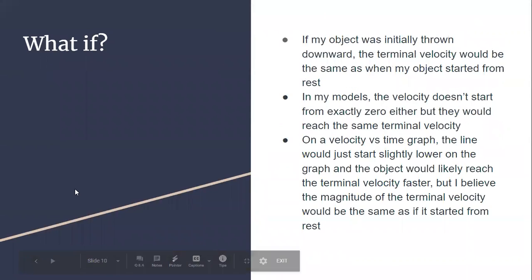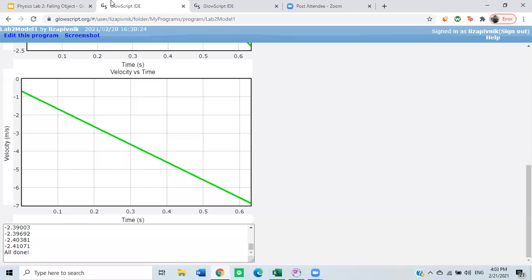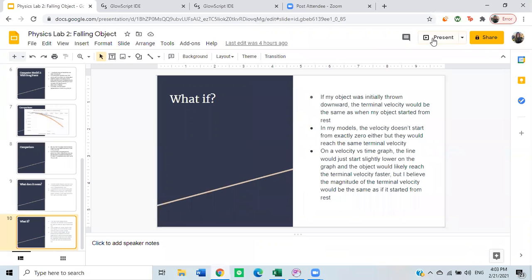Now the what if of this lab. If the object was initially thrown downward, the terminal velocity would actually be the same as when my object started from rest. In my models, the velocity doesn't even start exactly from 0, it starts around negative 0.5, but either way they would reach the same terminal velocity. So if we look at one of my models, if we started with the initial velocity, it would just start lower down, maybe here or here somewhere, and it would be the same straight line down, but it would reach the same terminal velocity as if it started from 0.